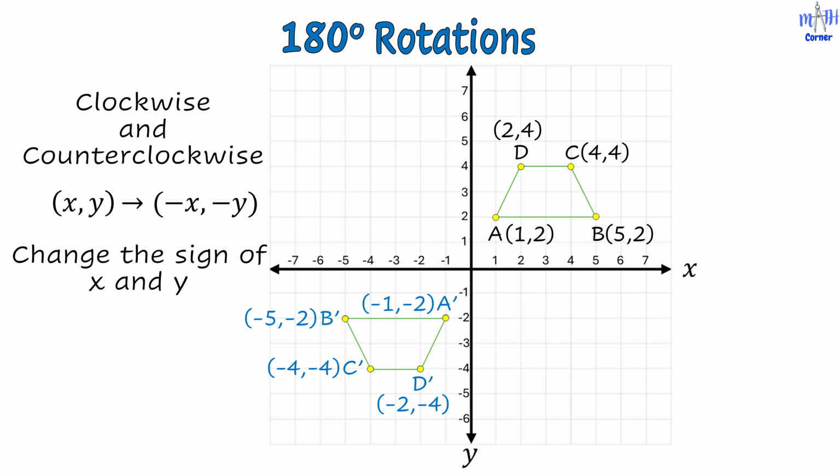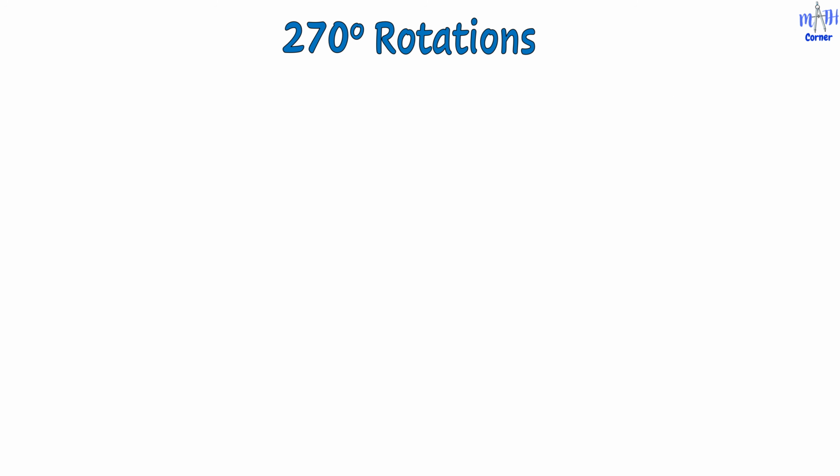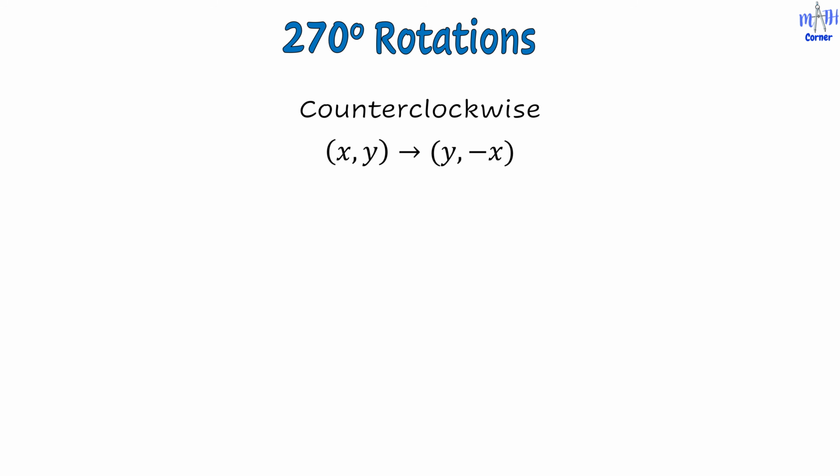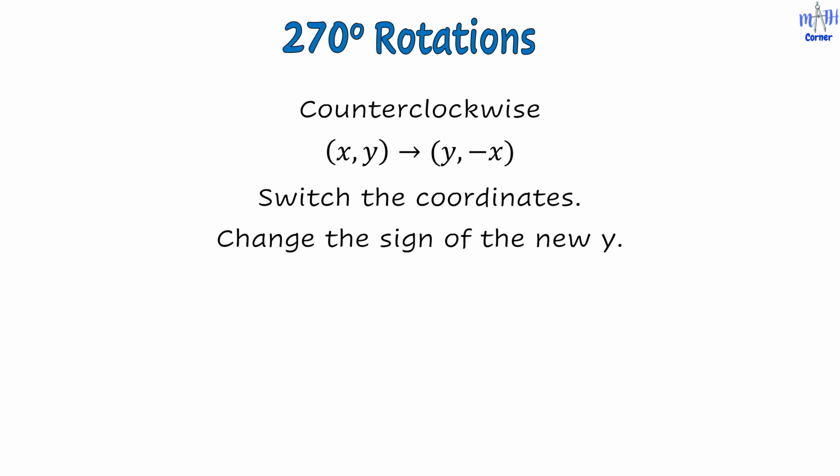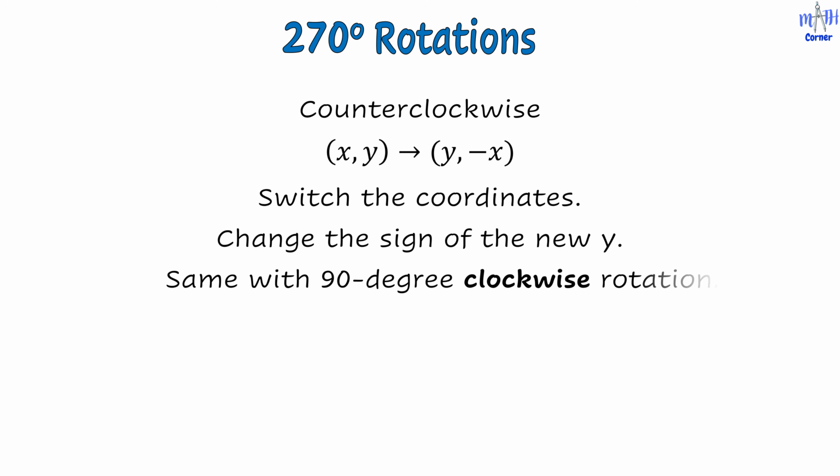Now, let's talk about 270-degree rotation. For a 270-degree counterclockwise rotation, the rule is this. (x, y) becomes (y, -x). That means we will switch the coordinates, and we will change the sign of the new y. The rule is the same as the 90-degree clockwise rotation.